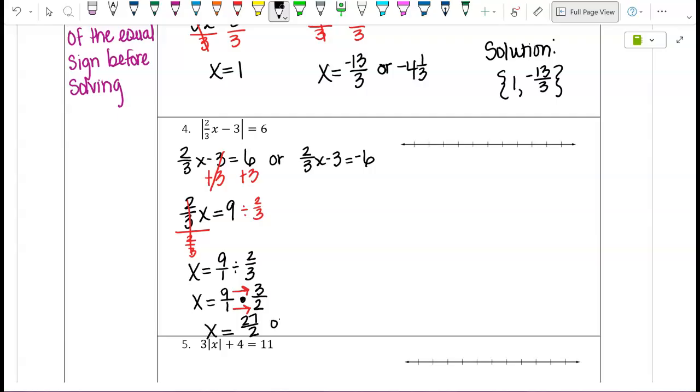What is 27/2 as a mixed number? And again, this is just for graphing purposes. We'll leave it as 27/2 for our solution set. But so I can graph it, what is 27/2 as a mixed number? 13 1/2.